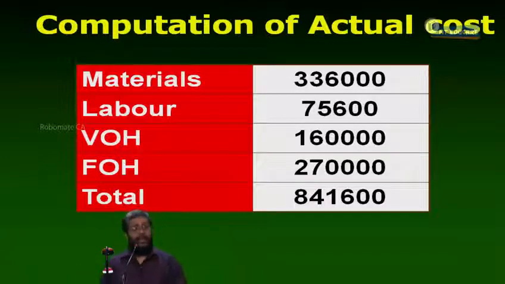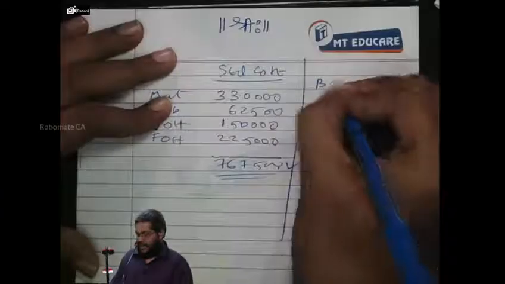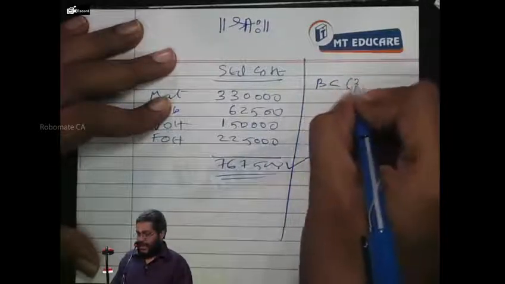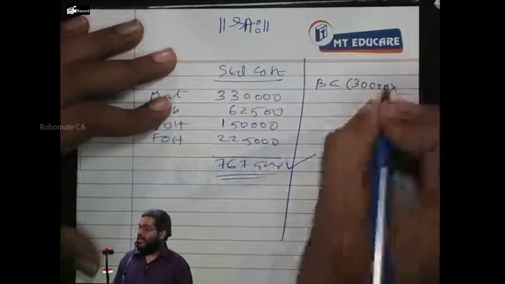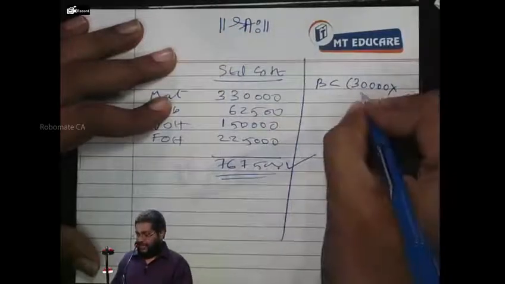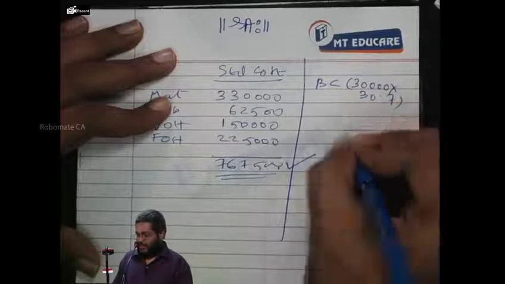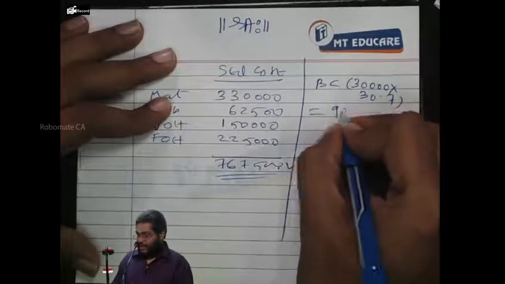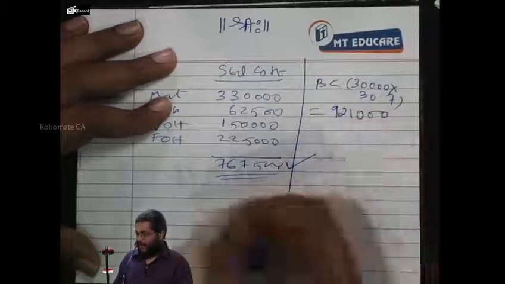No. I'll give you time to copy. Please participate. 8,41,600. Now, first, I'll have three costs. That is a budgeted cost. Budgeted cost, which I calculate as 30,000 units into the standard per unit cost of 30.7. What is the budgeted cost? Tell me. Budgeted cost is 9,21,000.